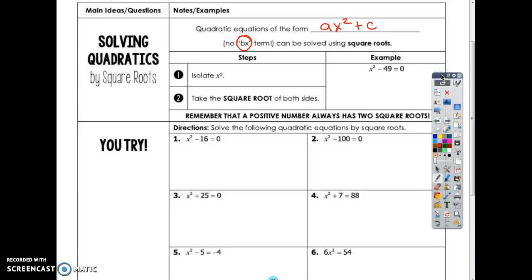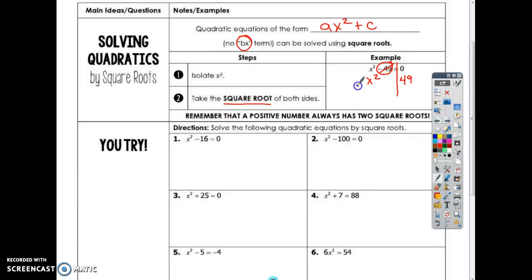Okay, so here are the steps. Step 1 is to isolate the x squared. So I want the x squared by itself. So I need to move this over to the other side and change the sign. Se cambia el signo. Okay, then we bring the x squared down. And at the very end, you're going to take the square root of both sides.